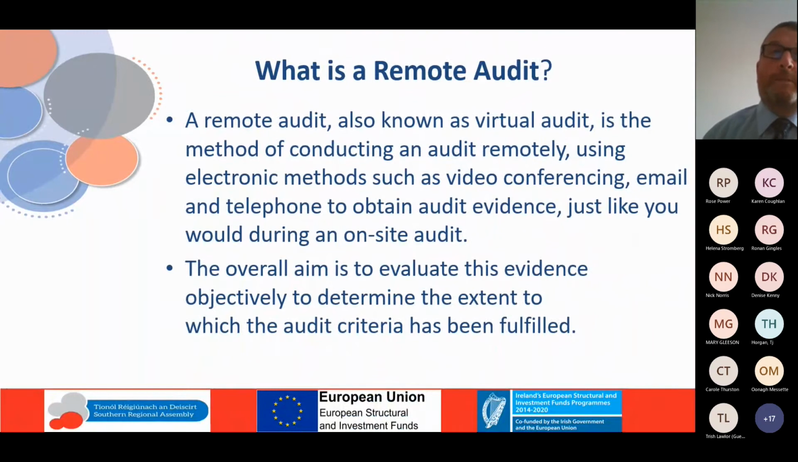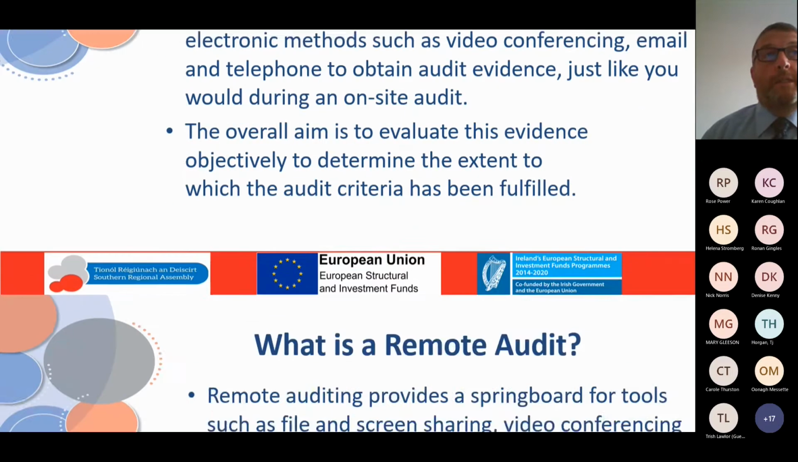So yeah, I suppose the question is, what's a remote audit? A remote audit, also known as a virtual audit, is a method of conducting an audit remotely using electronic means such as video conferencing, email, and telephone to obtain audit evidence, just like you would basically on site. The overall aim is to evaluate this evidence objectively and to determine the extent to which the audit criteria have been fulfilled. Next slide, please.